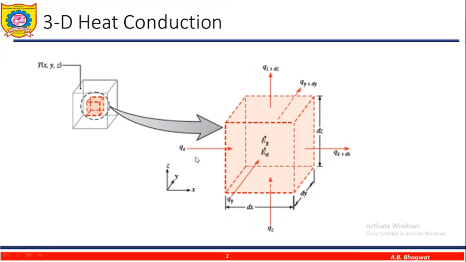Let us say dx is the length of that small element. Heat transfer is from the left direction to the right direction. So on the left face it is qx, and on the right side, after this distance dx, the heat transfer rate is q at x plus dx. Similarly in y direction it is qy, and after some distance it is qy plus dy. In z direction it is qz and qz plus dz.